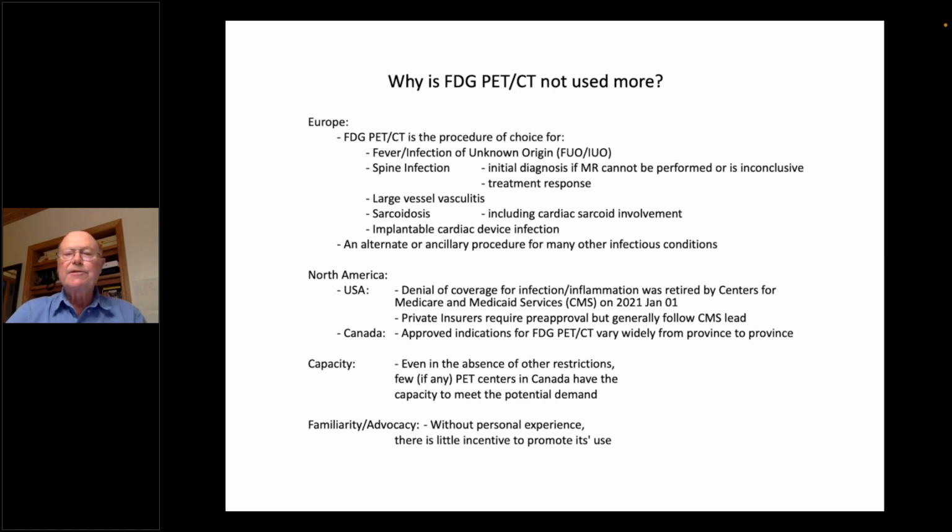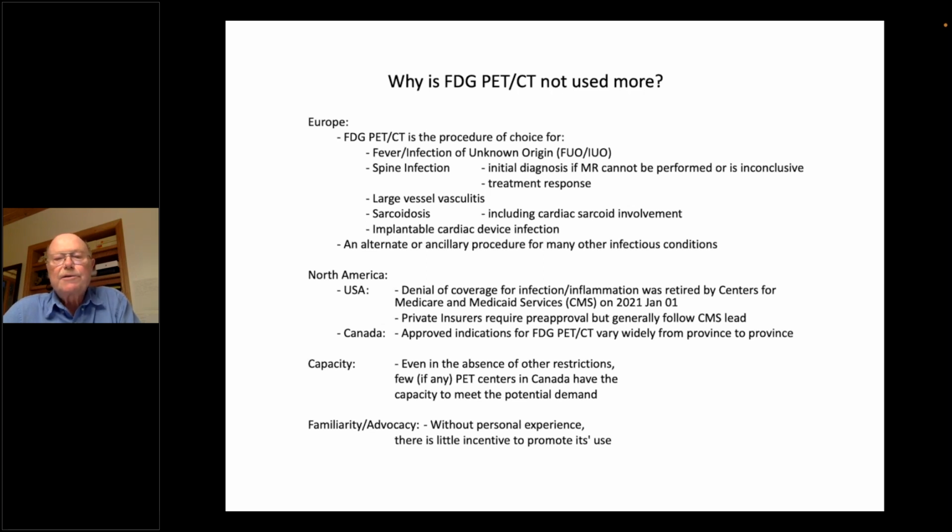In North America, it's a totally different story. Medicare and Medicaid did not cover FDG PET for infection or inflammation. And private insurers, if they covered it at all, required pre-approval. Medicare and Medicaid reversed that position as of January 2021, and it's now investigating reimbursement, and guidelines and indications for FDG PET are being developed.